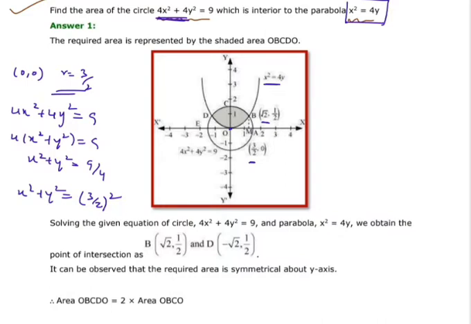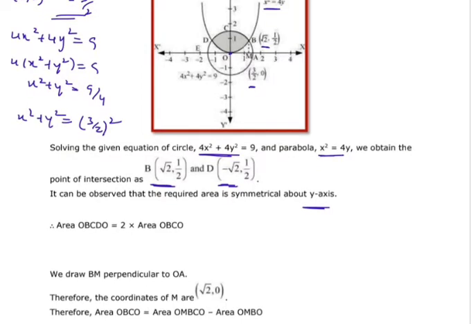Solve the given equation of the circle, 4x square plus 4y square equals 9, and the parabola x square equals 4y. Then we obtain the points of intersection, that is B equals root 2 comma 1 by 2. Just substitute the value in this equation and simplify. You will get the point of intersection root 2 comma 1 by 2, and the D value is minus root 2 comma 1 by 2. So it can be observed that the required area is symmetrical about the y axis.